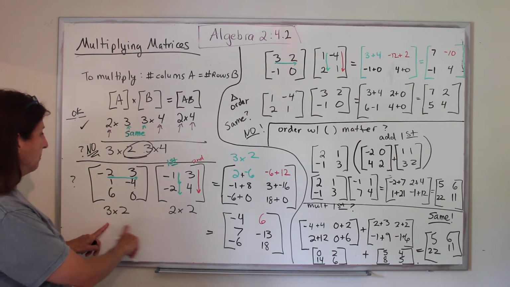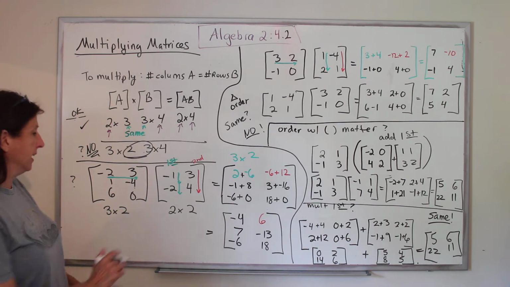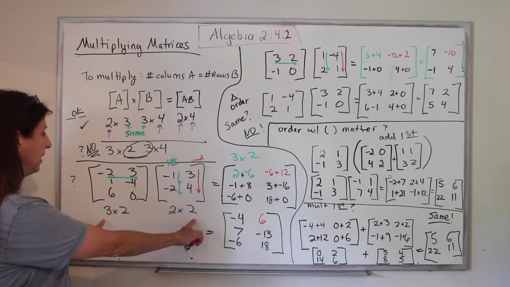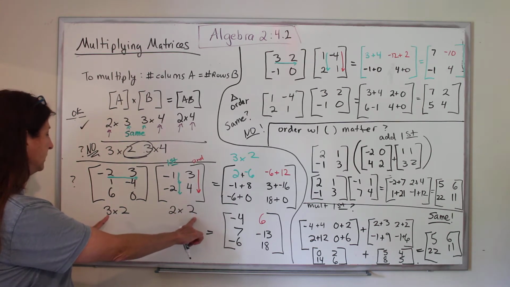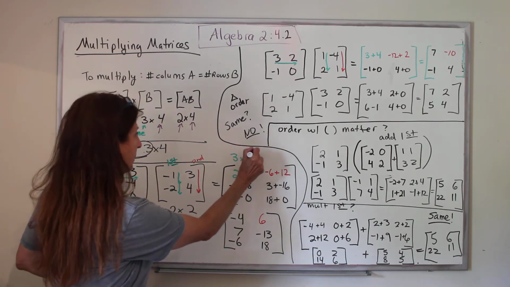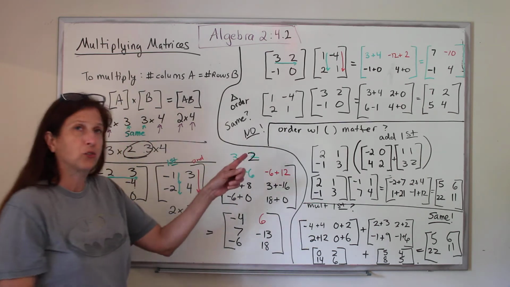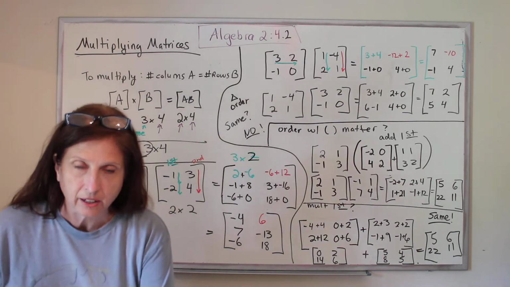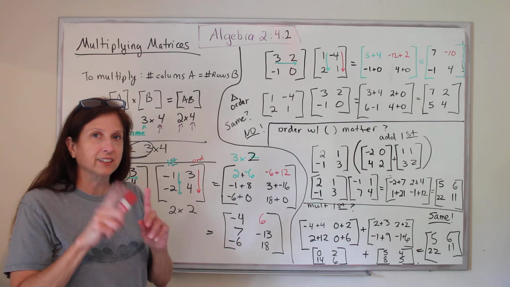Now, how about these two? Are these two okay? Yes. See how these are the same in the middle? And so we know that our final one is going to be 3 by 2. That looks really messy. It looks like 3x squared. It's 3 by 2 is going to be our answer here. All right. So I'm going to show you how to do it. Pay attention because it's a little confusing.